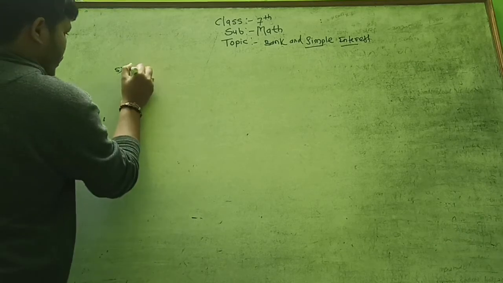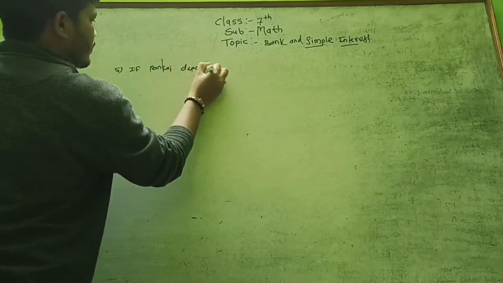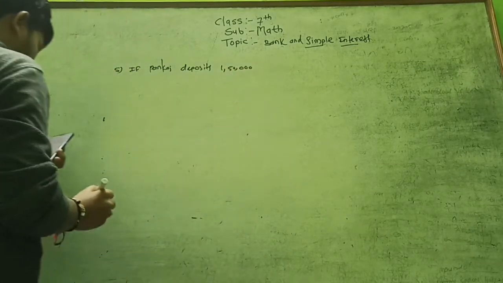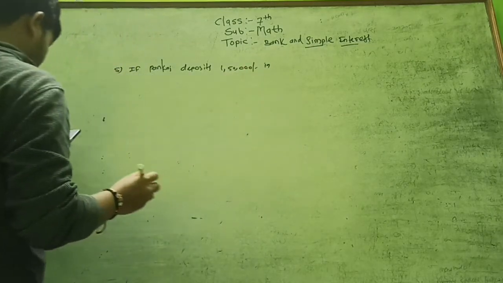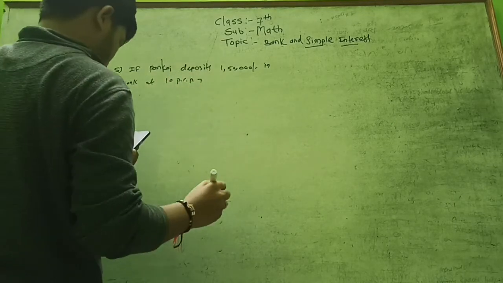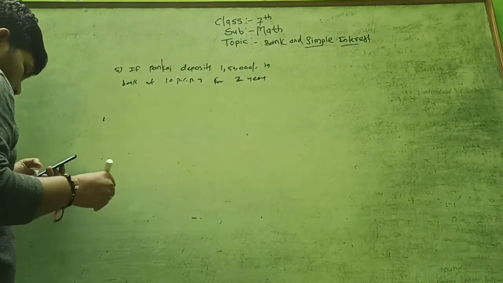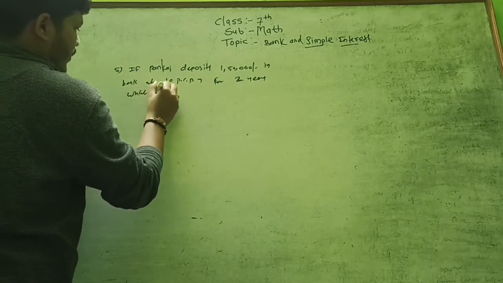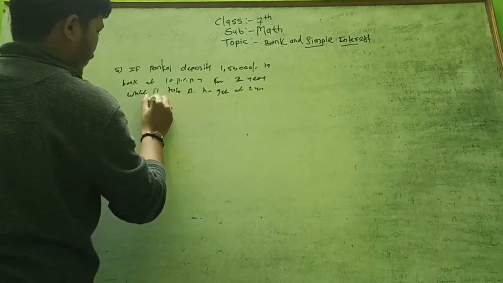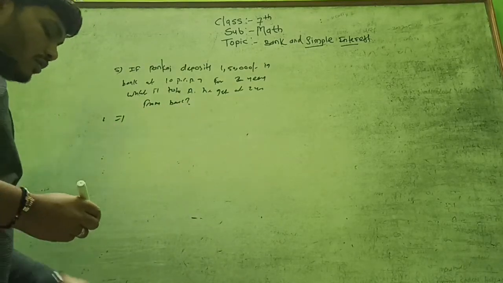If Pankaj deposits 1,50,000 rupees in a bank at 10% per annum for 2 years, what is the total amount he gets from the bank after 2 years?